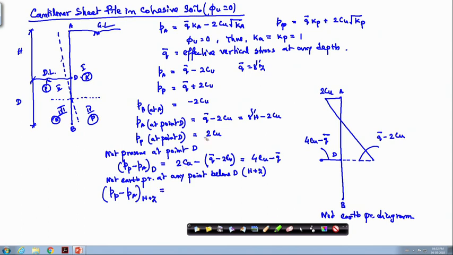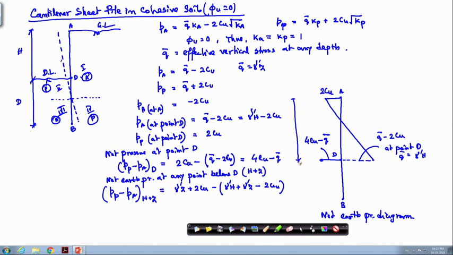So, if I take this as z, for the passive this will be q bar, in that case it will be gamma dash into z, okay, plus 2 c u, then minus q bar minus 2 c u. In that case, the q bar will be gamma dash into h plus the additional gamma dash into z minus 2 c u. Okay. Because now I am calculating this portion, at point D your q bar is equal to gamma dash into h.